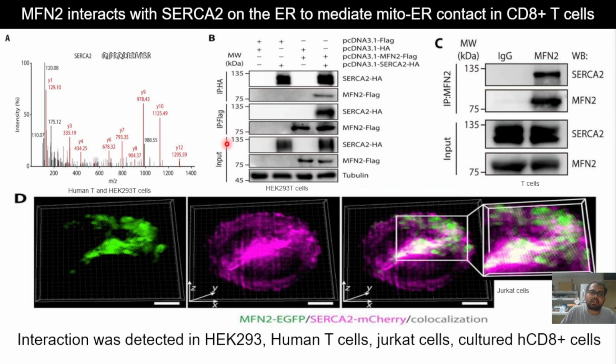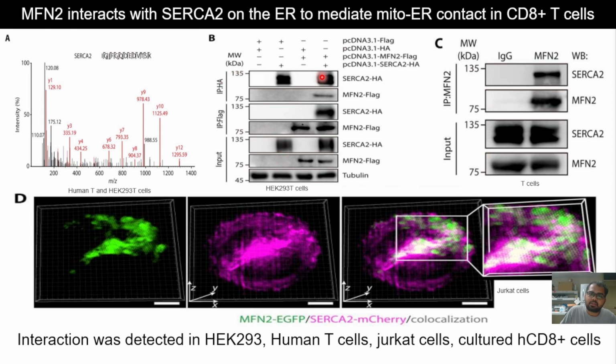The other thing they did, for the flag, when they did the IP, the MFN2 is flag tagged. So here we can see, for example, the same band which was previously seen, and they also saw it with the SERCA2, and in MFN2, obviously here we can see MFN2 flag is there, so the MFN2 band is there, and in the flag MFN2 and the SERCA both co-expressing cells, there is a bigger band, which suggests that they are interacting. And when they did the input, it means the HEK293T cells.